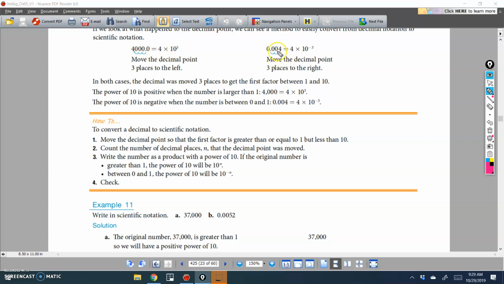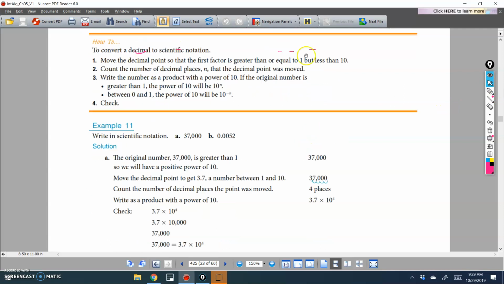For 0.004, make a number between 1 and 10. So that's the 4, times 10 to the, now there's 1, 2, 3 zeros in front of it because that 4 needs to get to 1 left of the decimal point, so it needs to move 1, 2, 3 spaces to the left. So when you're moving a number to the left, it'll be a negative number. When you're moving a number to the right, it'll be a positive number.